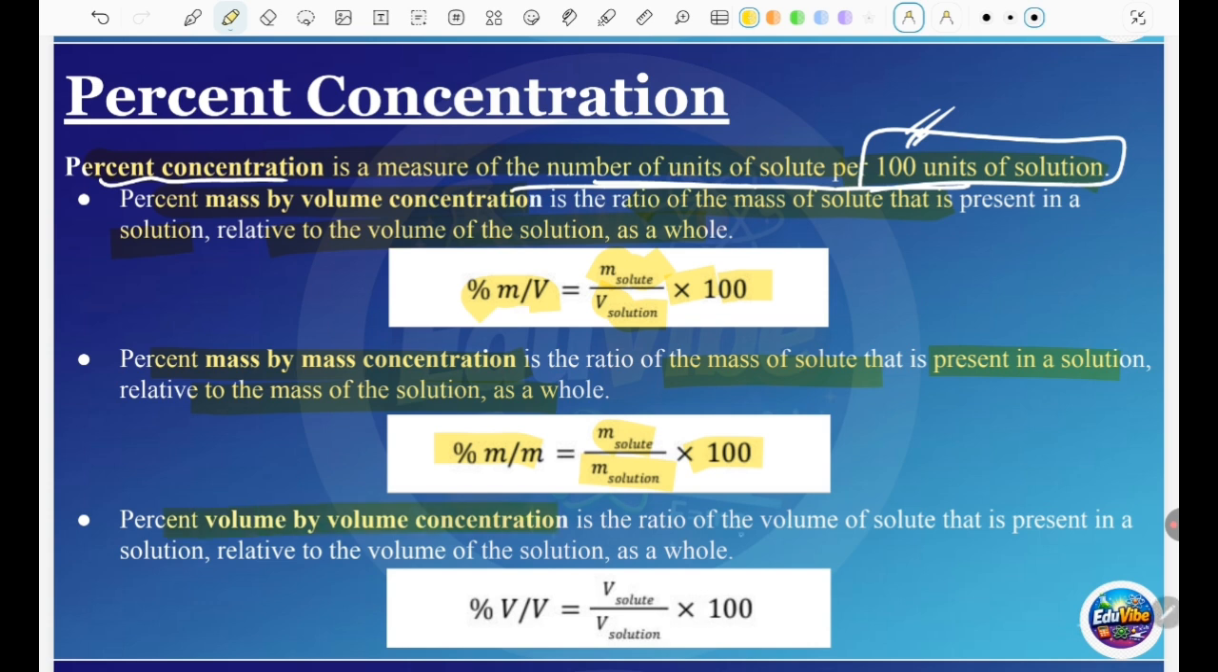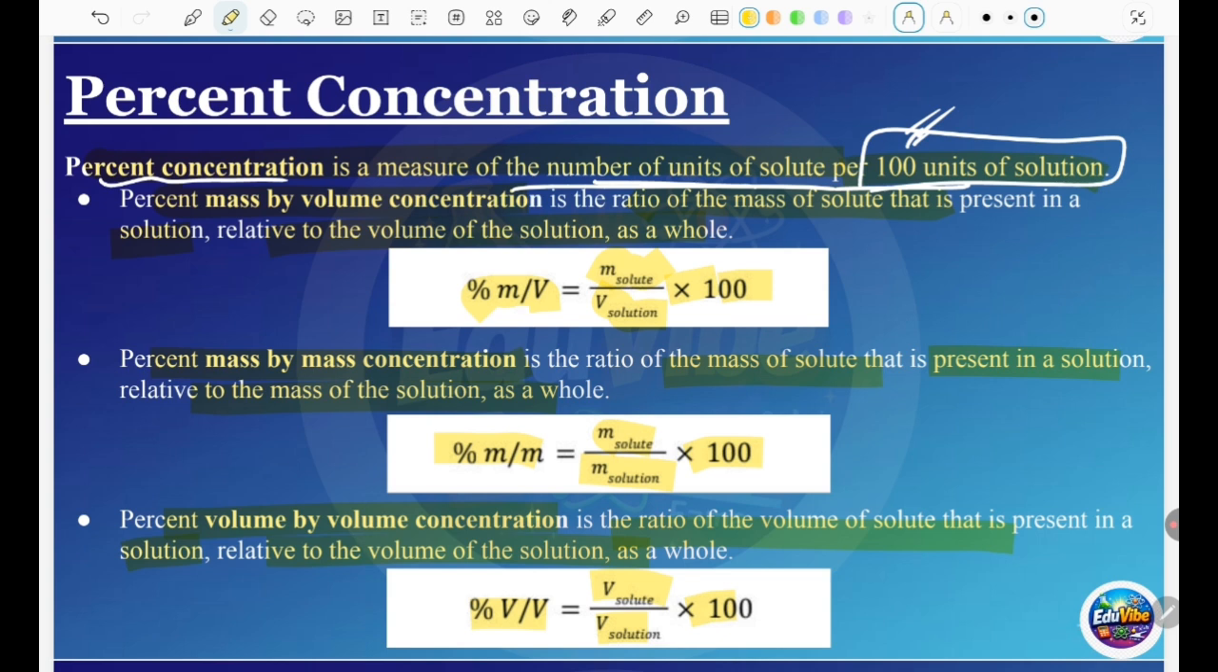Then we have the volume by volume concentration, which is the ratio of the volume of solute that is present in a solution to the volume of the solution as a whole. In this, you have the volume of solute divided by the volume of solution. The solute is always on top, whether in mass or in volume. And you have to multiply by 100.